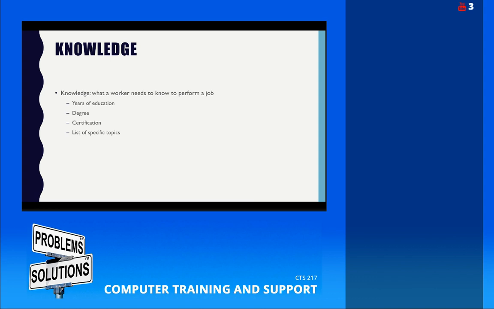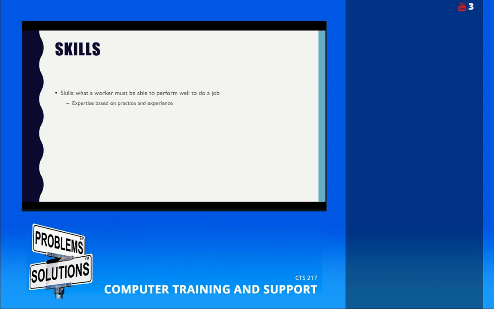So knowledge, what the worker needs to know to perform a job. These are the years of education, the degree, the certification, the list of specific topics. Skills, what a worker must be able to perform well to do a job. And this is expertise based on practice and experience. And then finally, abilities, functions that a worker can either perform or not. And these are physical abilities, language abilities, and special abilities.